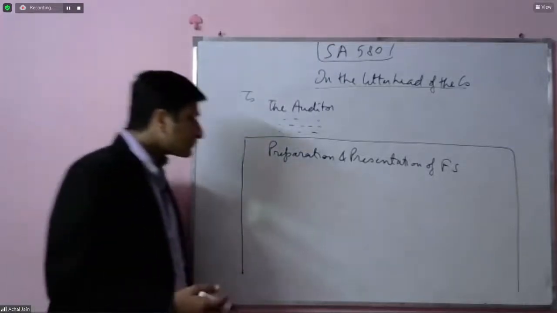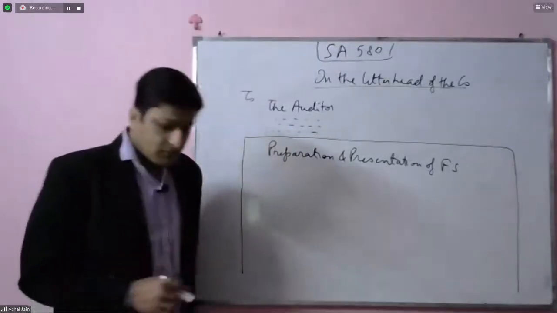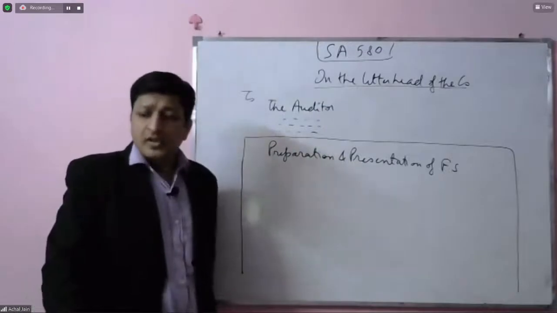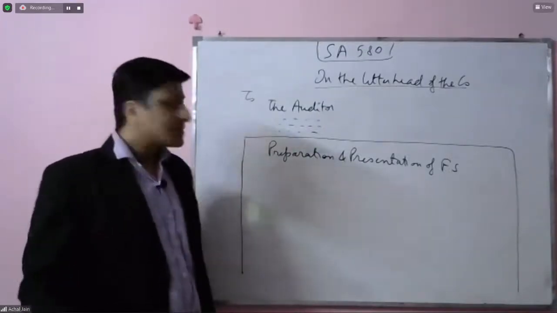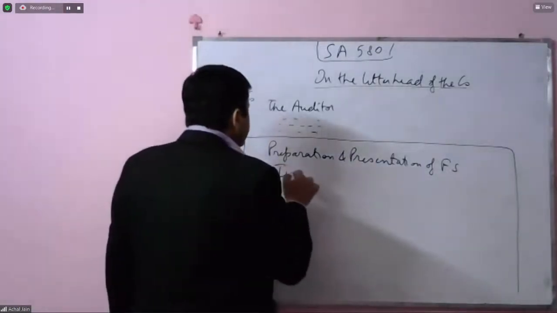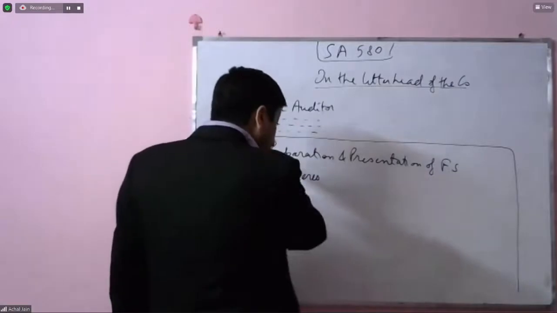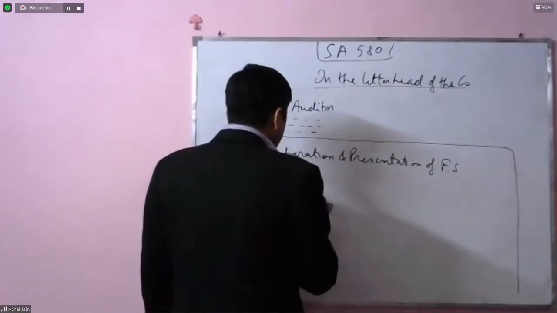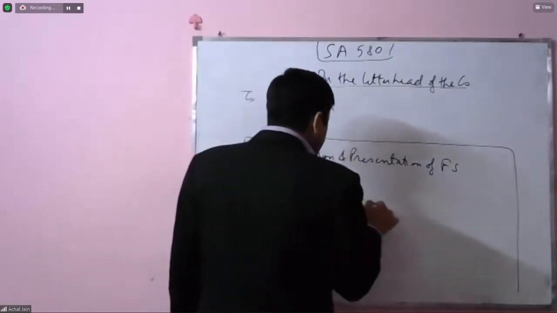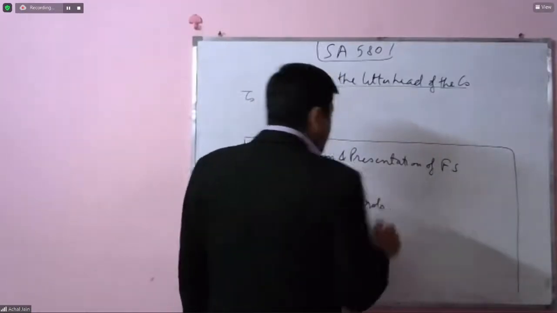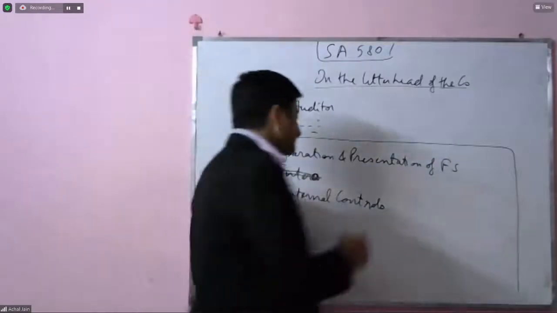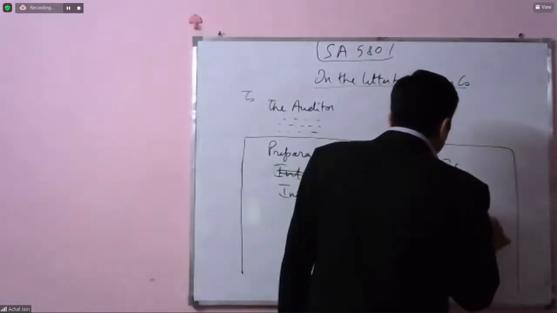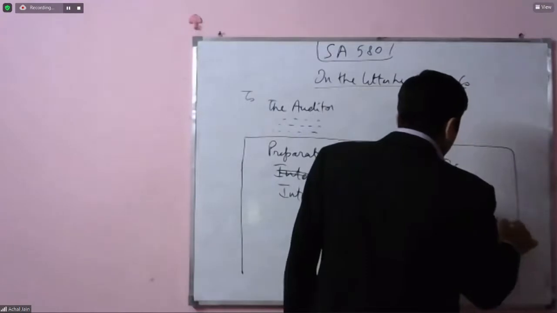Secondly, the audit is not only limited to the preparation of the financial statements, it also covers various other aspects, for example, the internal controls. Internal controls in respect of financial reporting. So we can say ICFR, internal controls over financial reporting.